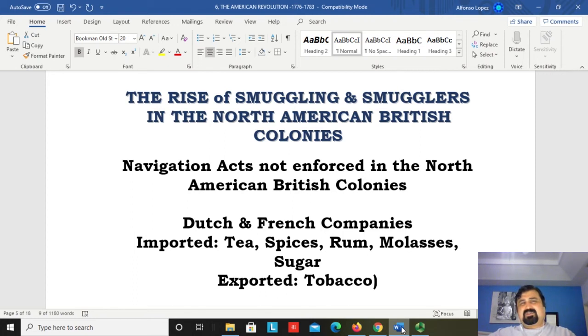Okay, so what this is going to create, therefore, is a situation in the 13 British colonies where, particularly as we move into the 1700s, we're going to see the rise of merchants in the British colonies that are going to be trading outside of the British enclosed trading system, okay?